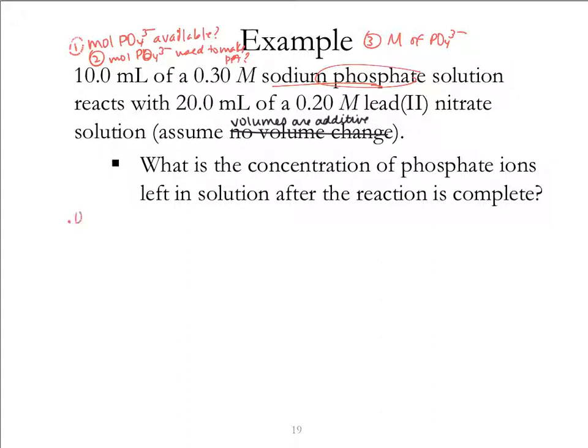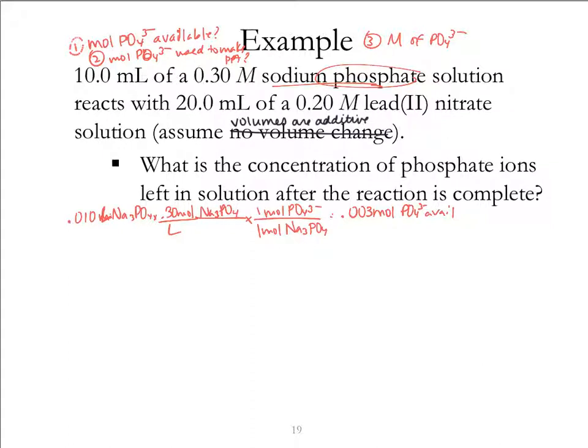So we use the information for the phosphate compound that we have. So we have 0.010 liters of the sodium phosphate times 0.3 moles per liter. And then we just have to see how many phosphates are in that original quantity. So in 1 mole of sodium phosphate, you just count your phosphates, we have 1 mole of phosphate ions. So that comes out to 0.003 moles of phosphate ions available at the start of this process.